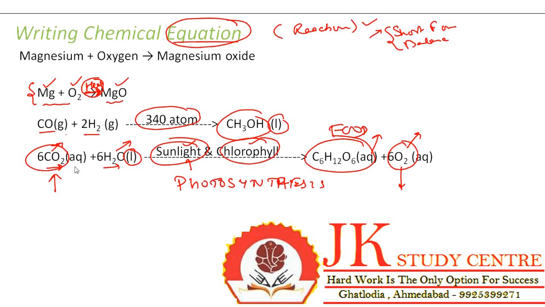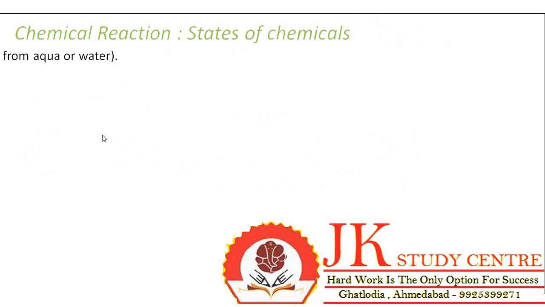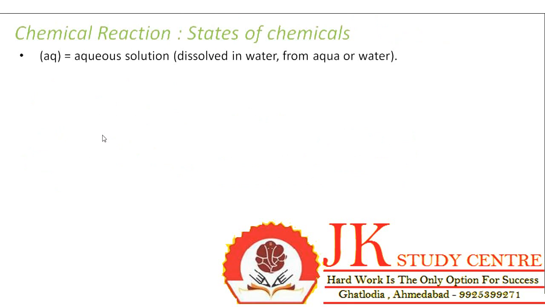Also we write the state of each substance. For example, this is aqueous, this is a liquid, and this is gas. So I'll take you through the states of chemicals in a typical chemical reaction. An aqueous solution is something which is dissolved in water, right? This comes from the word aqua.